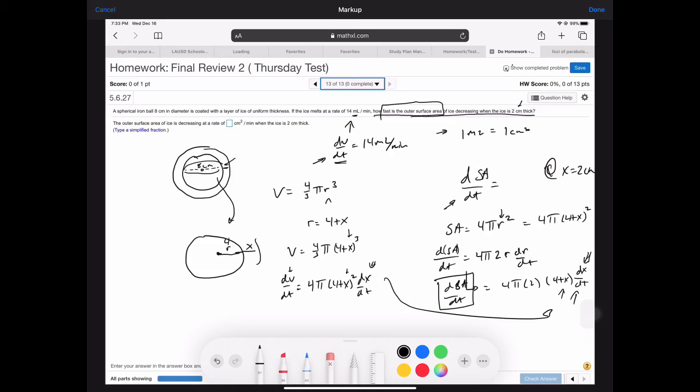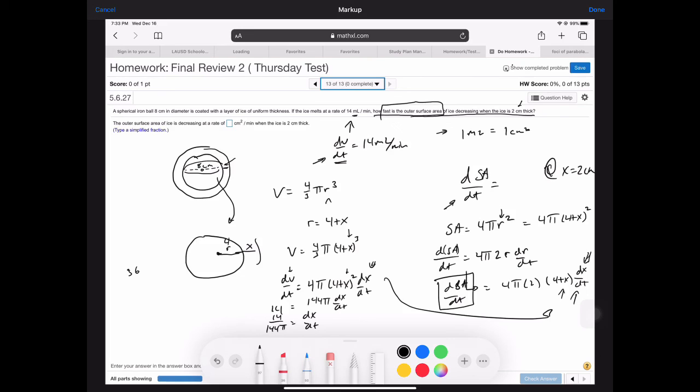So plugging in x is 2, that's going to be 6. 6 squared is 36. 36 times 4 is 144 pi dx over dt. We know dV dt we said was 14. So let's move it out. dx over dt is equal to 14 over 144 pi.